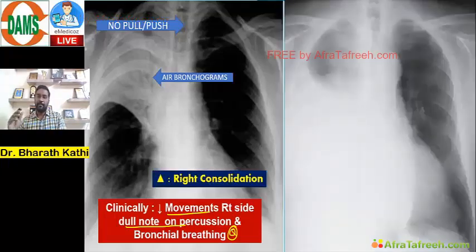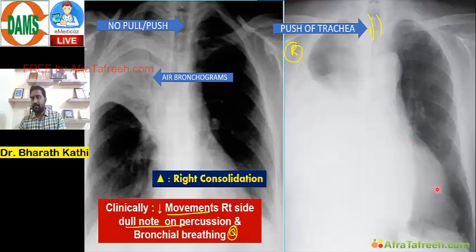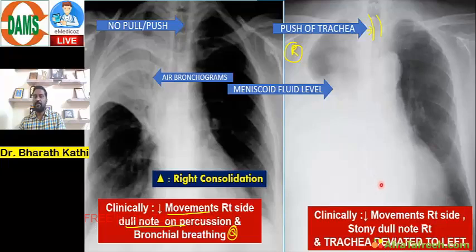Then another scenario, they might give you an X-ray like this where you can see the trachea pushed towards the opposite side. See, disease is appearing on the right because you are able to see a right whitish opacity, and also the mediastinal push can be towards opposite side, and you can see a meniscoid fluid level. And clinical scenario, they mention that movements have been diminished on the right side and you are having a stony dull note.